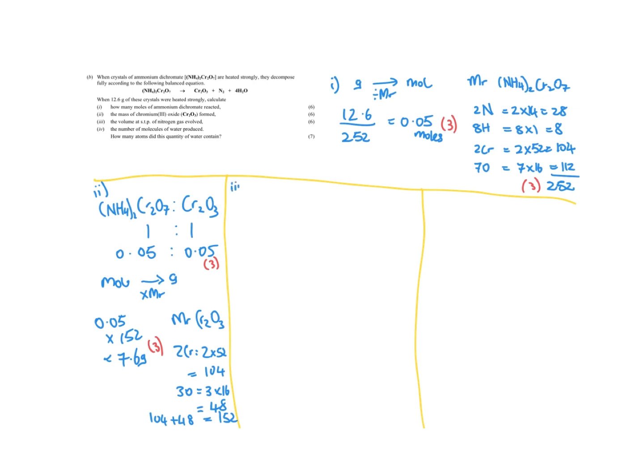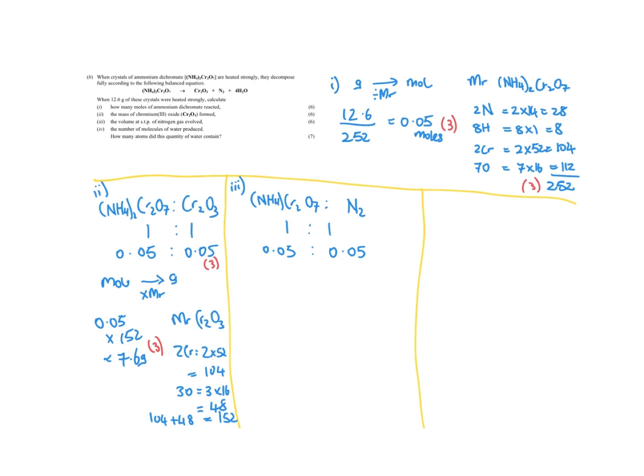Part 3 of this question asks you what volume at STP of nitrogen gas is evolved. So again, we'll start off with our ammonium dichromate and we'll compare it to nitrogen gas. So again, we can see that it is a 1:1 ratio, but I don't have 1 mole of my ammonium dichromate, I only have 0.05. So that means I will have 0.05 moles of nitrogen gas produced.